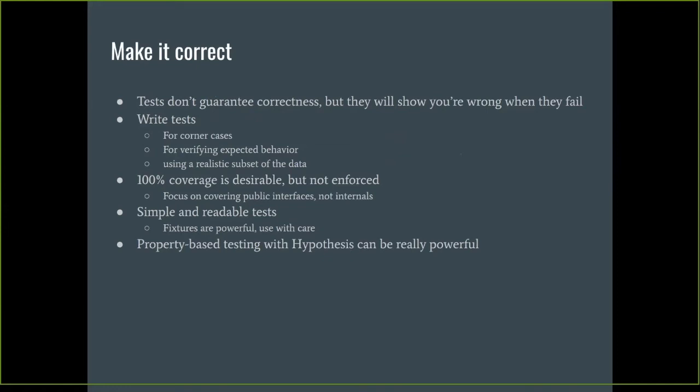So we write tests for corner cases, for verifying the expected behavior of a function or some piece of functionality in the code. We try to use a realistic subset of the data to see if our method is actually behaving correctly with real data. There are many testing strategies, but the important thing is that you have some sort of testing in place in your code base.